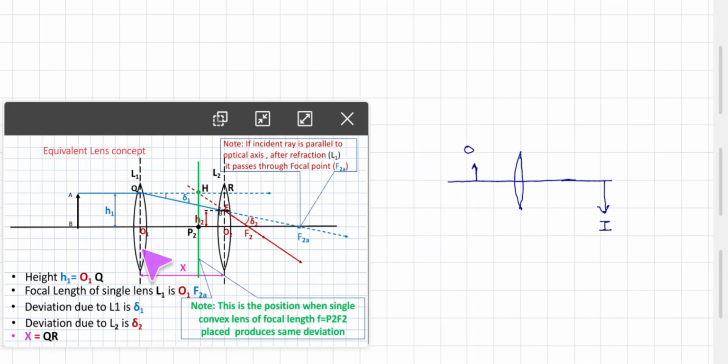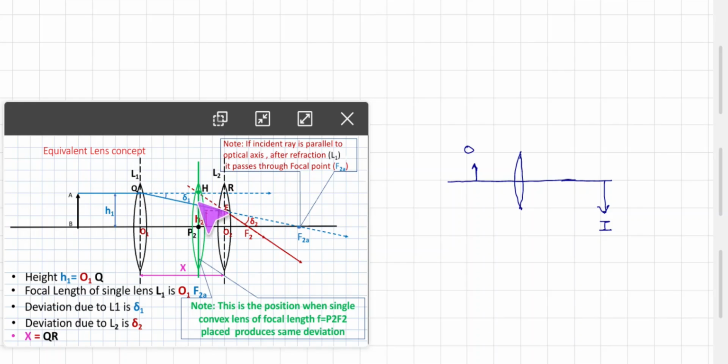So instead of two lenses, if a single lens is placed here, actually we need to calculate its focal length. If it is placed here, then the ray will be incident at this point and it will refract through this angle delta, which is equal to delta 1 plus delta 2, and it will pass through this point. That means the single lens will produce the same effect as the existing two lens system is producing. That is called an equivalent lens.